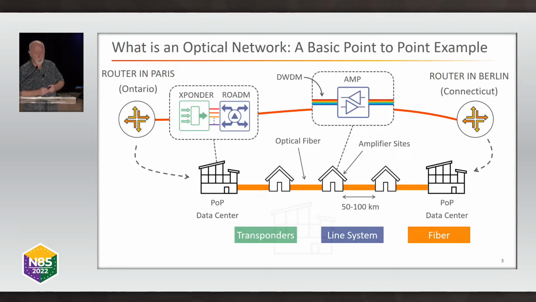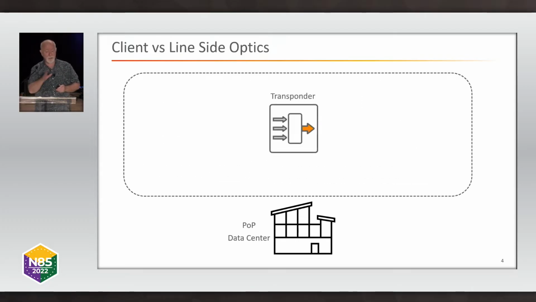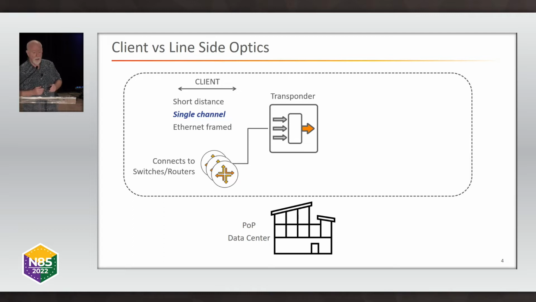If we'd have to have individual devices for every different wavelength, WDM would not be an economic technology. I also want to tell you the difference between client and line-side optics, because you may be a lot more familiar with client optics. So if we zoom into the transponder itself, which is the demarcation point between these 2, on one side you have client optics. And these are typically short-distance, single-channel, and Ethernet framed, 100 gig E, 400 gig E. You connect those into your switches or routers.